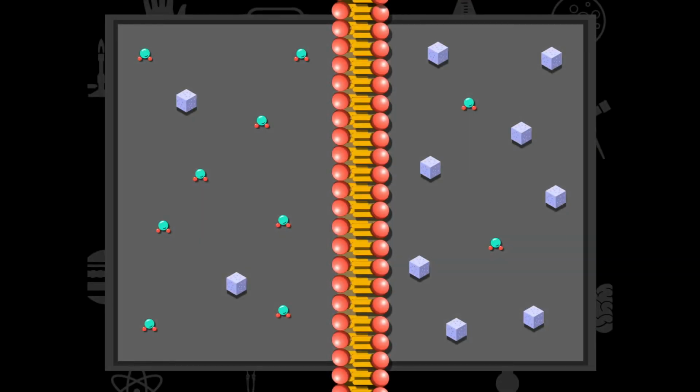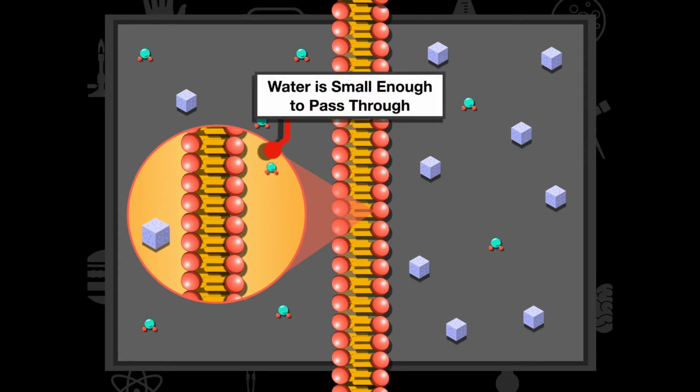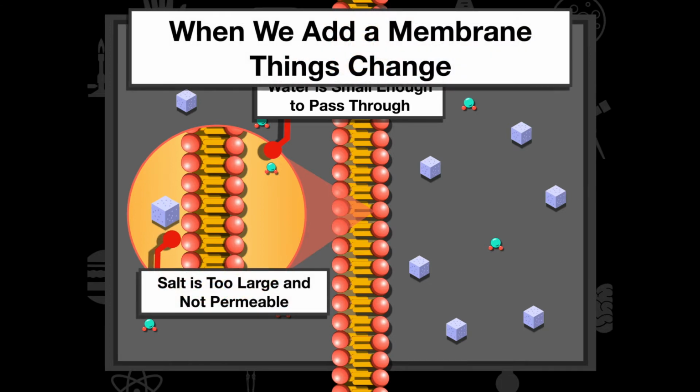The difference here is now what we're going to do is we're going to introduce a selectively permeable membrane. Now, in this selectively permeable membrane, small water molecules can go through and pass through, but these larger salt molecules cannot pass through that membrane. And now this is going to change the scenario a little bit because now we're looking at two variables. So water can pass through, but the salt is too large and not permeable.